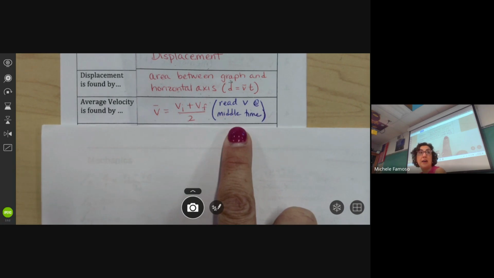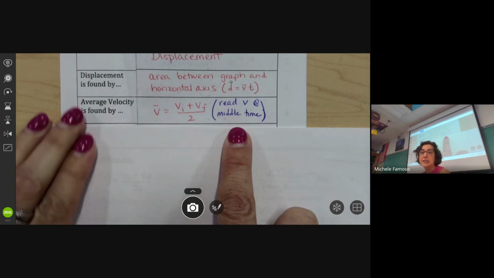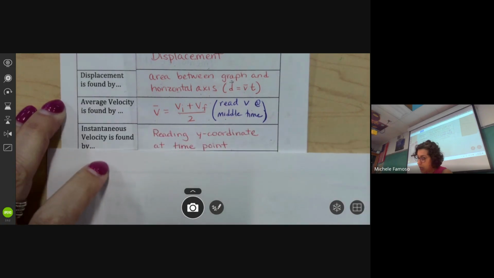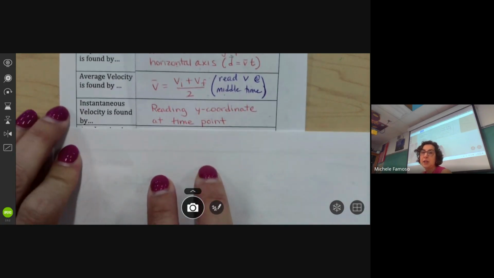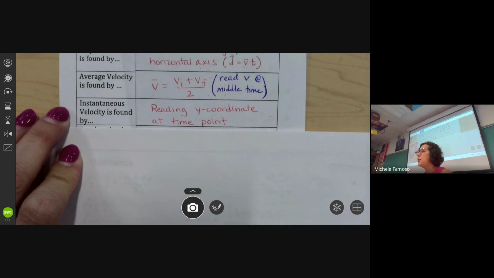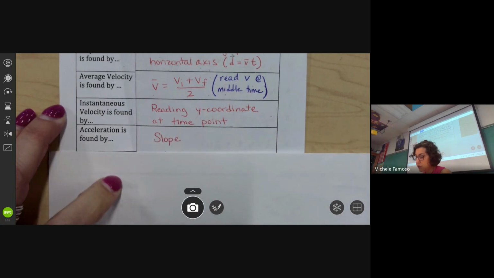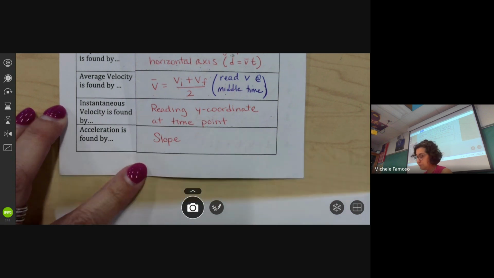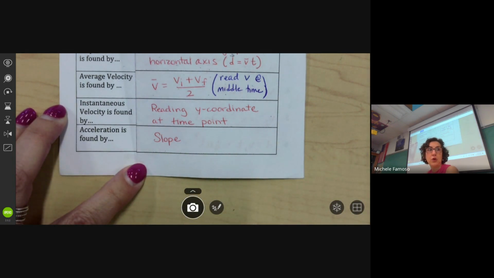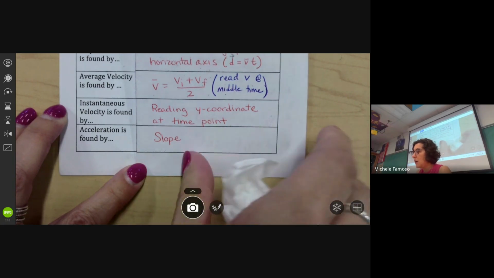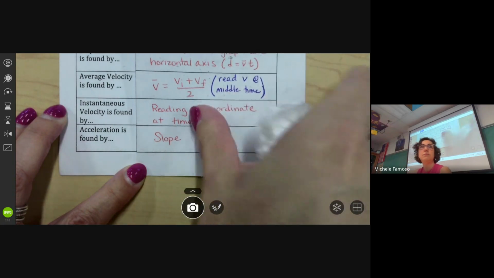So if I wanted the average velocity between 0 and 2 seconds, I would read the graph at 1 second, go up at 1 second and over, and that velocity is the average. I can get the instantaneous velocity by just reading the y coordinate at the time point that you're asked about. And you can get your acceleration by finding the slope of that graph. These are all lines, no curves. All right, can we go on to page 31 then?